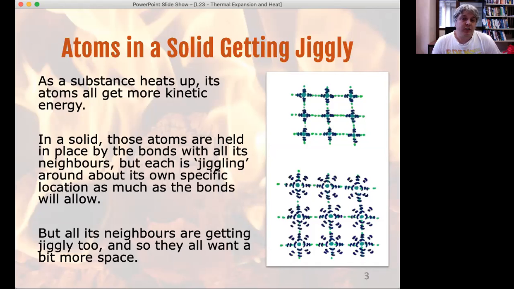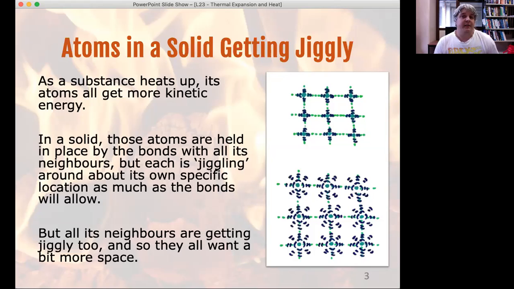However, as they get more jiggly, they start bouncing towards all their neighbours. So this is before the bonds break, before it becomes a liquid. While it's still a solid, as the atoms get a bit more kinetic energy, get a bit more temperature, and all its neighbours are doing the same thing. They're all bouncing around, they're all trying to be a bit more energetic, but they're all still cooped up in their own little location because of all those bonds that are still there, they haven't yet been broken.